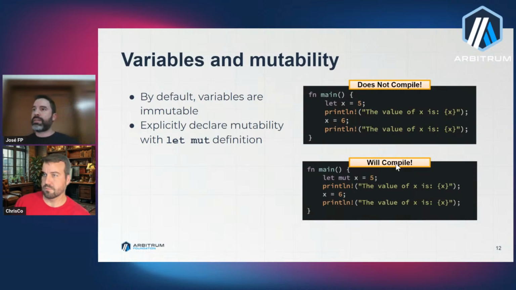And let's start with variables. Now, one thing about Rust is that variables by default are immutable. That means that, you see the first example here, if you declare a variable like let x equals 5, and then you change the value of that variable, that's not going to compile. But instead, if you want to make a variable mutable, then you use the let mut declaration for the variable, and then the compiler will allow you to change the value.